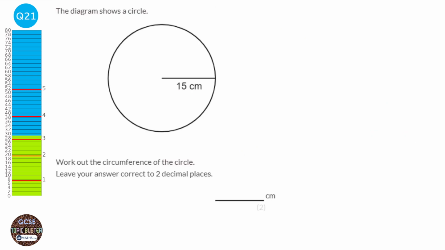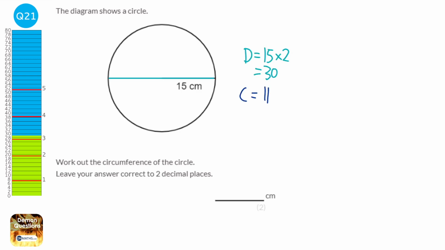To work out the circumference we need the diameter, and the diameter is just the full distance across a circle. So to work out what the diameter is, we're just going to get that radius and times it by 2, which will give us 30 centimeters. The formula for the circumference is just pi times the diameter, and that's going to be pi times 30, and when you do that on the calculator you get 94.247 and so on.